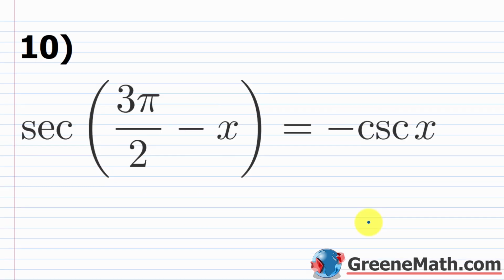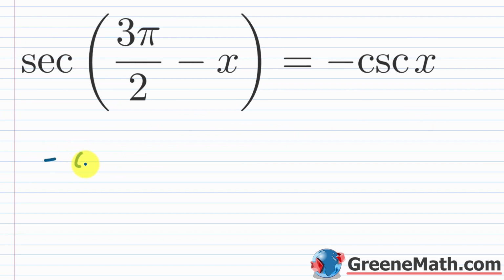Okay, for problem 10, this one's just as easy. So we have the secant of 3 pi over 2 minus x is equal to the negative of the cosecant of x. So let me flip this. So I'm going to put the negative of the cosecant of x is equal to, you have the secant of this, 3 pi over 2 minus x.